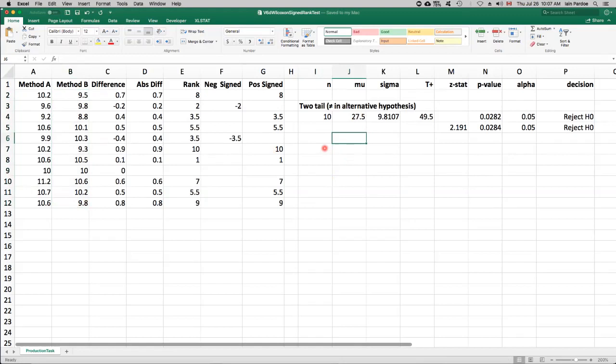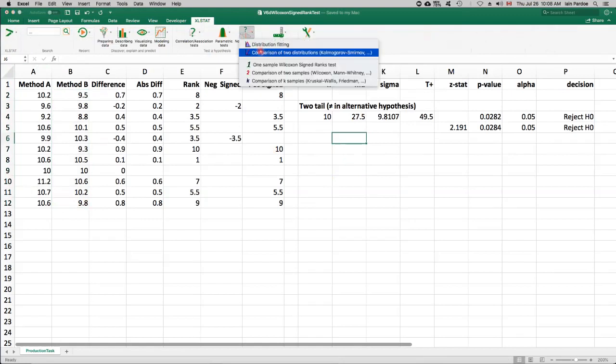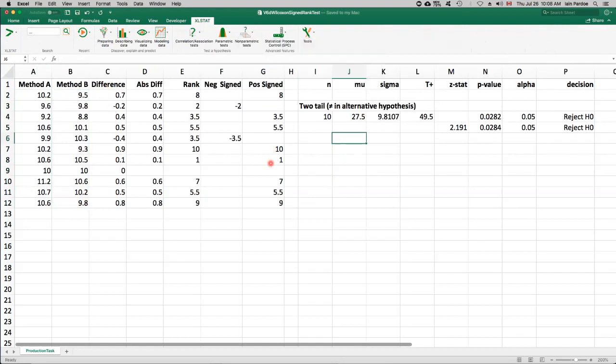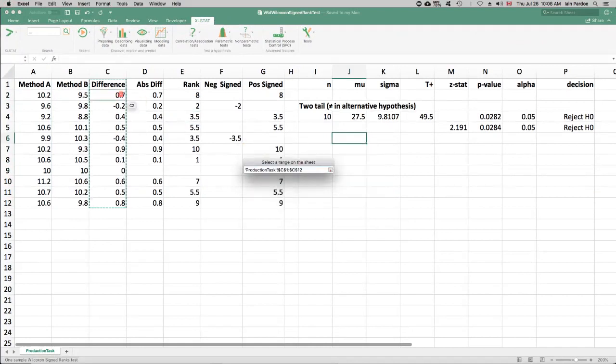Okay, let's see what XLStat gives us for the exact p-value. It's a non-parametric test, and it's labeled as one sample Wilcoxon signed ranks test. And that, again, is because we've got a matched sample design, so we're really just looking at these differences. When we select the data, we're not going to select the original measurements. We'll select these differences here, which we've calculated already.